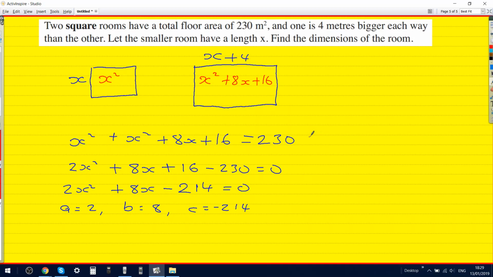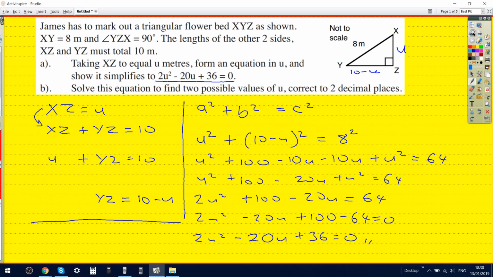Any questions about anything there? No, should be alright. So this is a bit similar to this one at the start, where it was u squared plus another u squared thing.